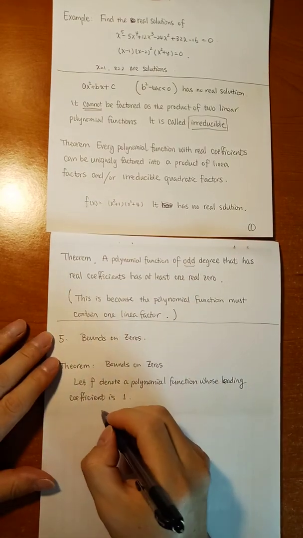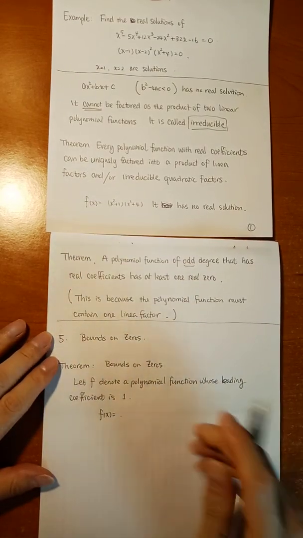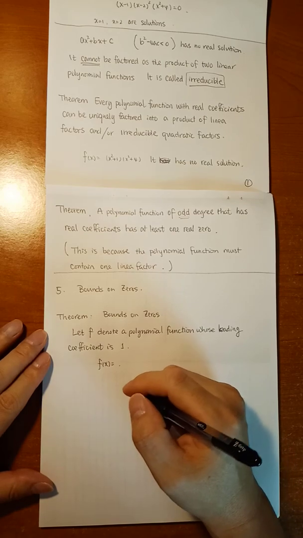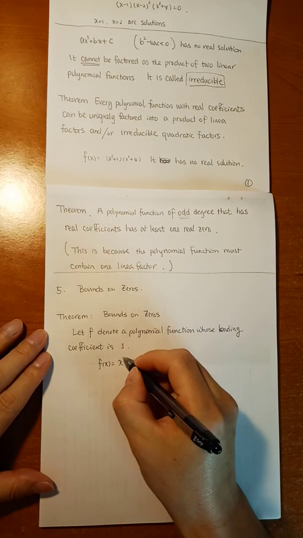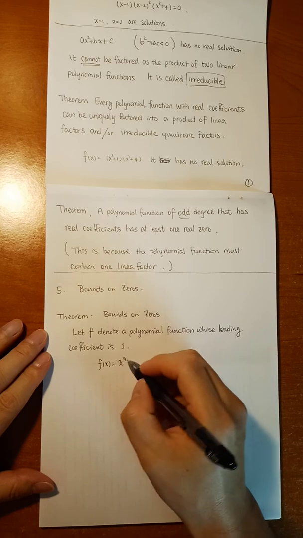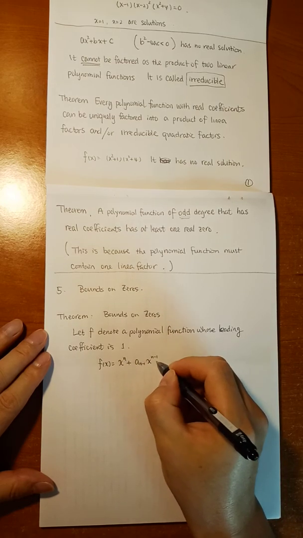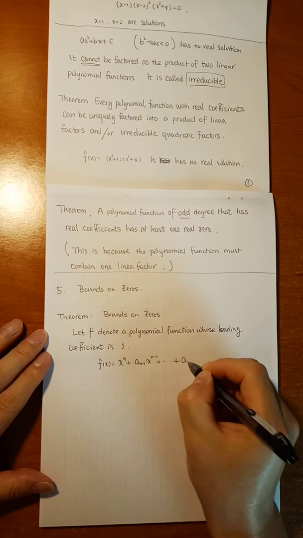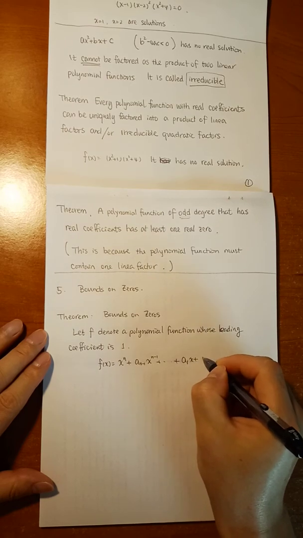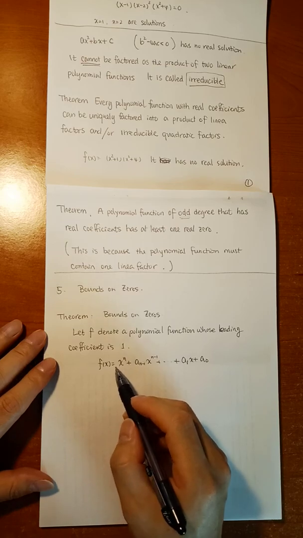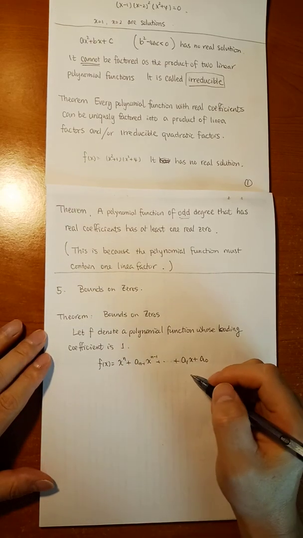Okay, so f(x) is equal to x^n plus a_(n-1) x^(n-1) plus ... plus a_1 x plus a_0. The leading coefficient a_n is 1, so you don't see it. So that's the only condition for the polynomial: the leading coefficient is 1.